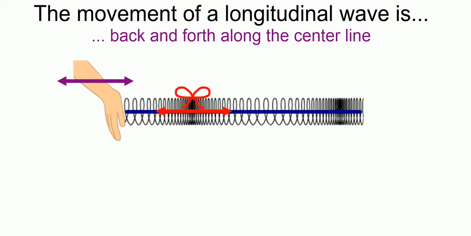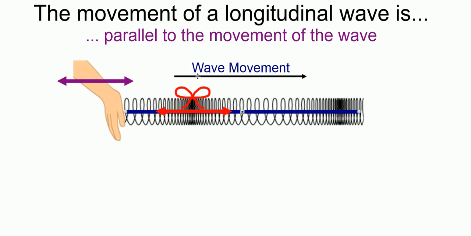So the question is, how does the material of the slinky or the medium move? Well, here's how it moves. It moves forward and back, doesn't it? Back and forth. This ribbon shows it is attached to a piece of the metal of the medium, and that metal of the medium goes forward and back, doesn't it? And right along that center line, doesn't it? It moves parallel to that center line. Now, also, one more thing it moves parallel to is the direction of the wave movement.